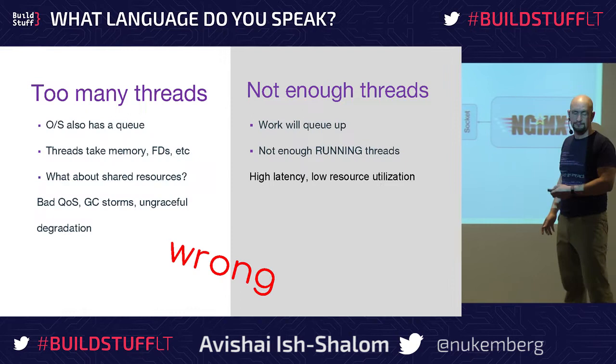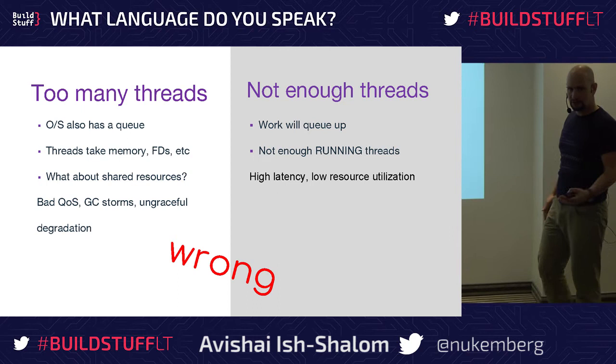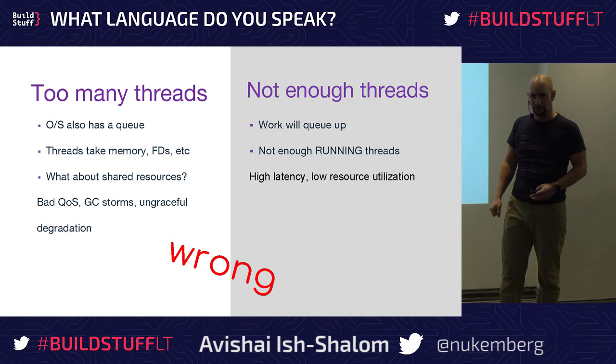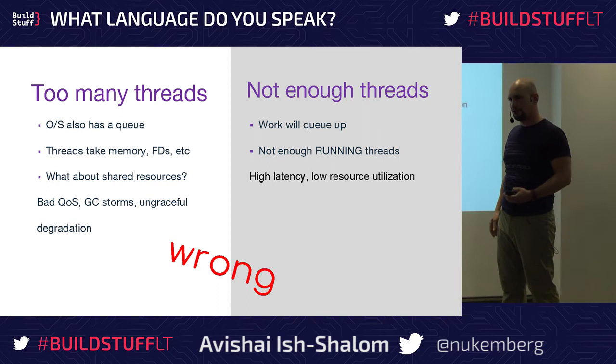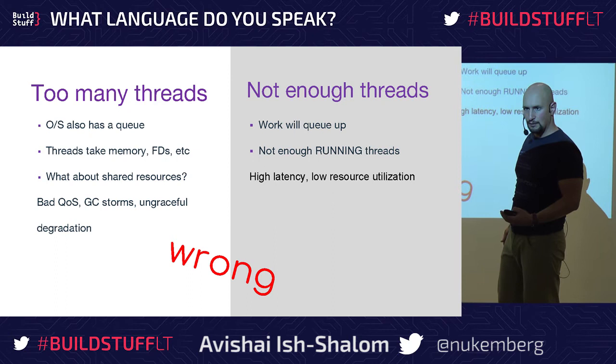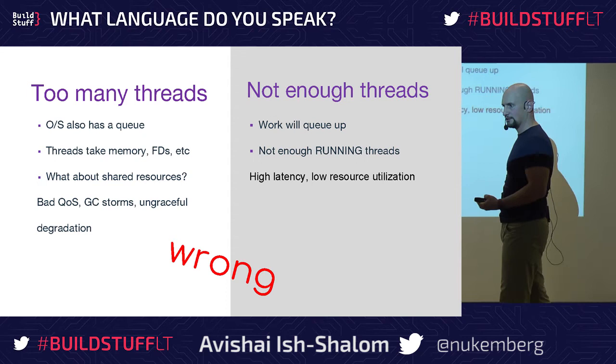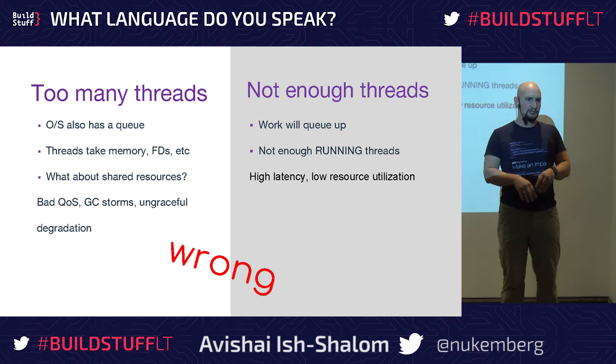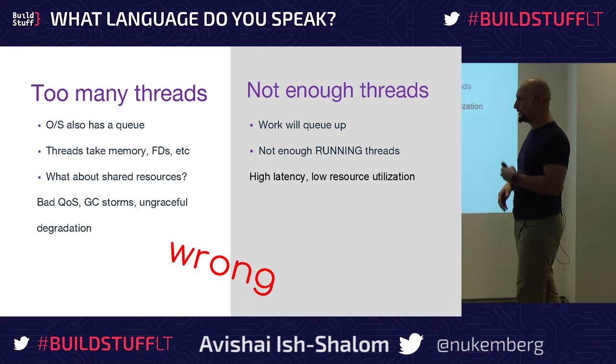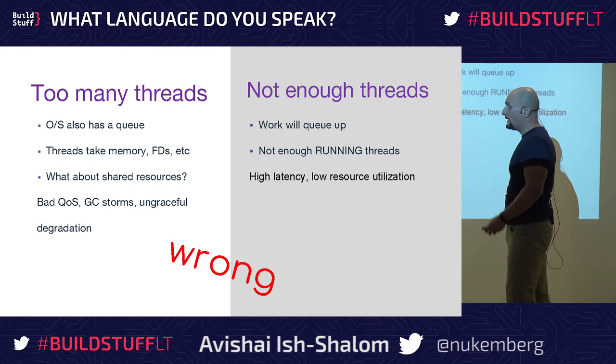But the question is, how many threads do we have? Because if we don't have enough threads, then of course work will queue up in the Jetty queue. But if we have too many threads, we will also have problems. So if you have too many threads, you haven't actually done anything, because work will still queue up, but instead of being queued up in the Jetty queue, it will be queued up in the operating system. The operating system has one large queue. It's the scheduler queue. You can see the average size of that queue if you do top and you look at the load average. Load average is actually an exponentially weighted average of the size of the queue. And you will have high latency waiting for CPU time.